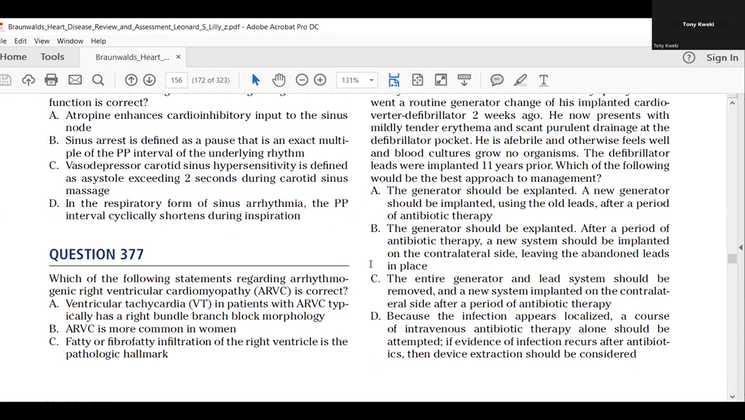377, which of the following statements regarding ARVC is correct? So we are looking for the correct option. VT in patients with ARVC typically has a right bundle branch morphology. The morphology is usually a left bundle branch morphology due to the right ventricular origin.